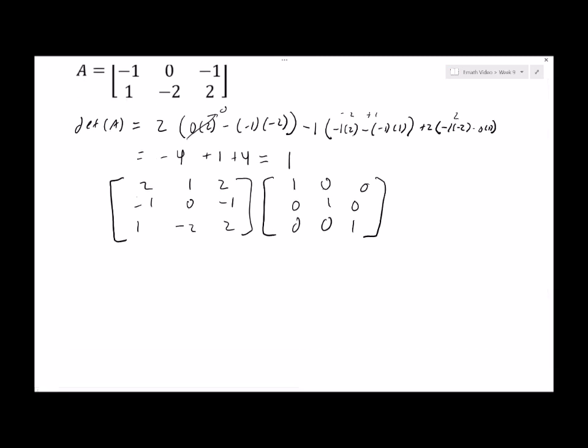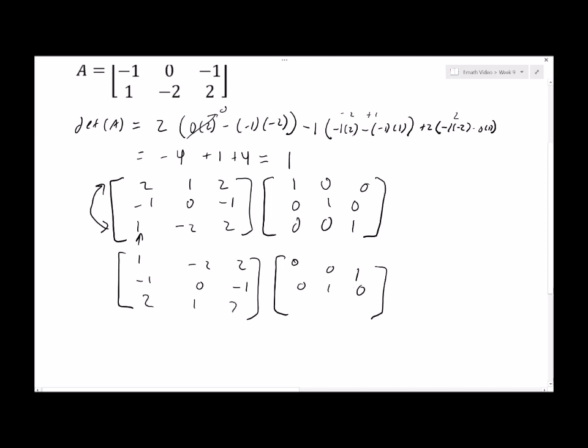For me, this one's already 1, so let's move that to the top. We're going to do a row swap, so we're just going to switch these two. We're left with 1, negative 2, 2. Remember, what you do to one side, you do to the other. So now this is row 1 on the right: negative 1, 0, negative 1, 0, 1, 0. And since we switched, it's going to be 2, 1, 2, 1, 0, 0.